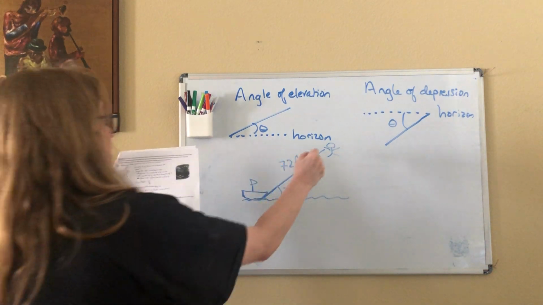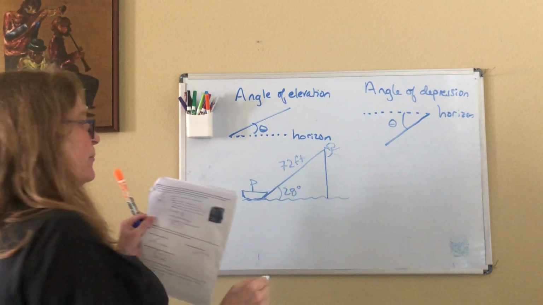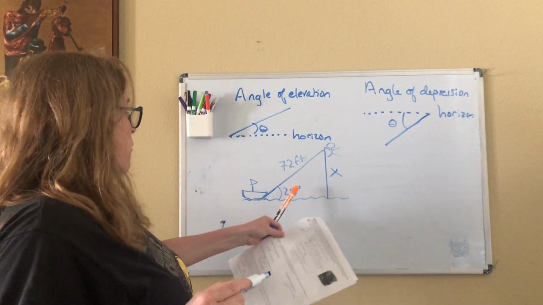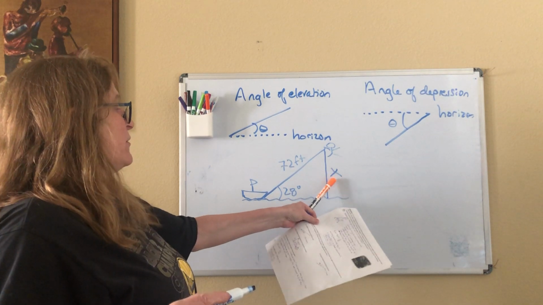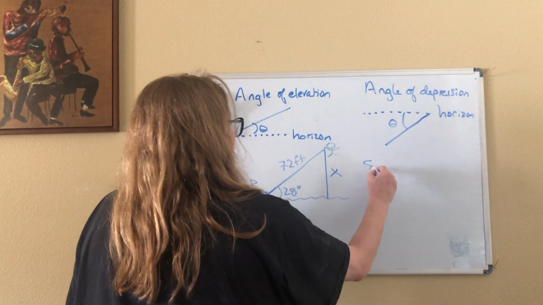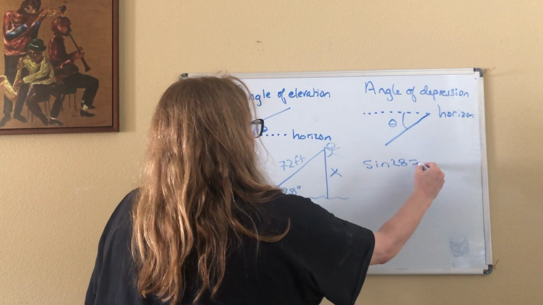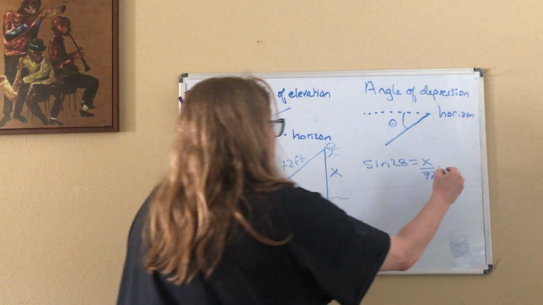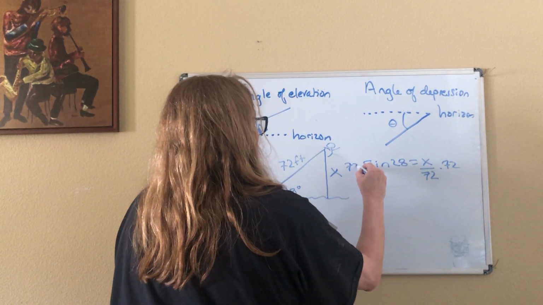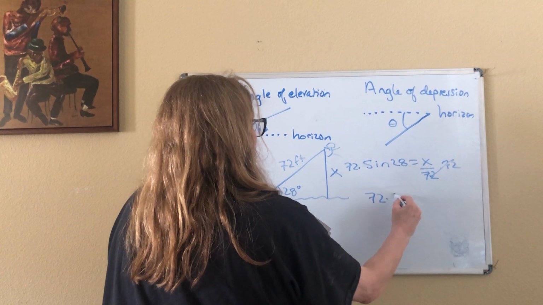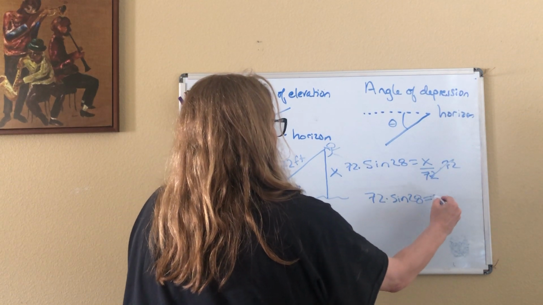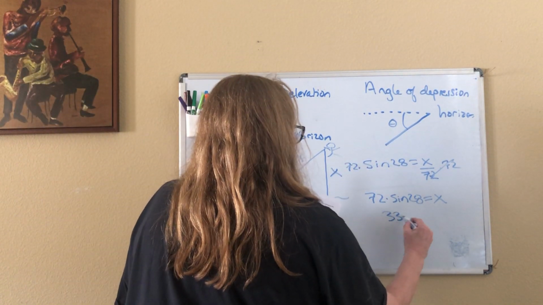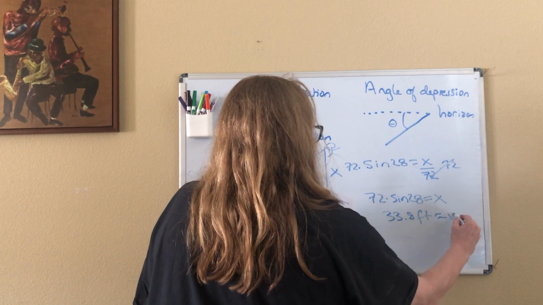And they want to know how high is the parasailer above the water. So we're given the hypotenuse, and we want to know the side opposite. So what I'm going to do is sine 28 equals x over 72. Then I'm going to multiply both sides by 72, and I'm going to get 72 times sine 28 equals x. And when I do that on my calculator, I get about 33.8 feet above the water.